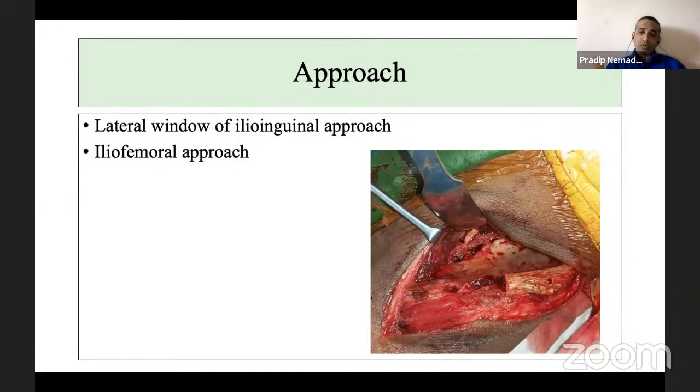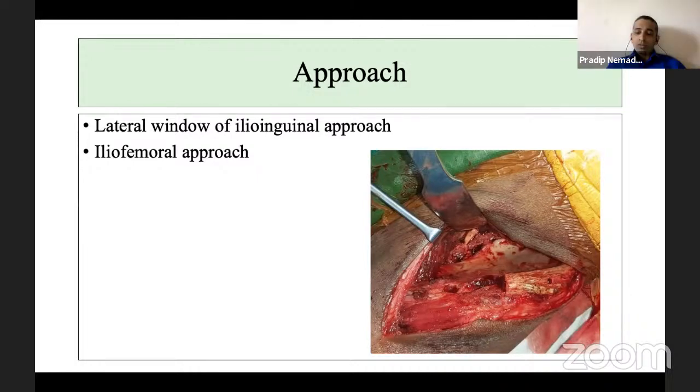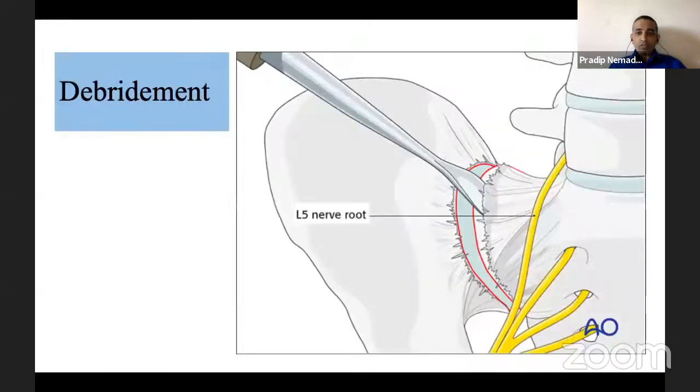Suddenly you get a lot of space anterior to the sacrum, which I feel is not that great with just the lateral window. With the lateral window, we can expose the superior surface of the sacrum, but I have not been good at exposing the anterior surface of the sacrum with the lateral window. So that's why I prefer the iliofemoral approach for plating.